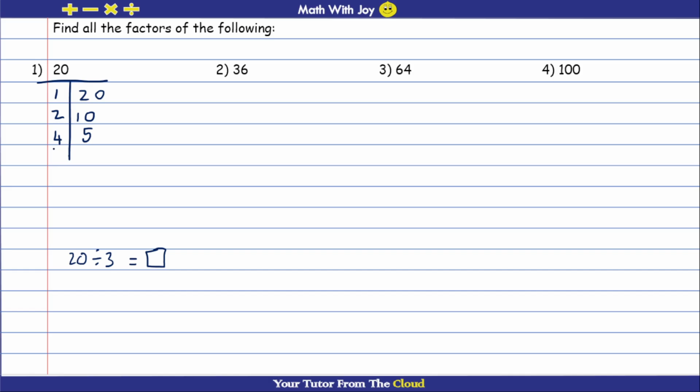When you start to check for a number that is already on the other side, that means you are done checking. So these are the factors of 20: 1, 20, 2, 10, 4, 5.